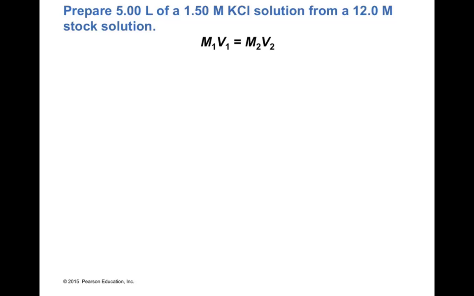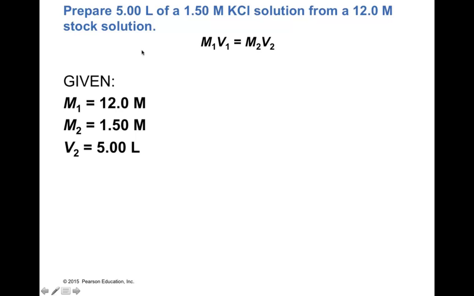Here we have the dilution equation. We have the initial concentration, or molarity, that is 12.0 molarity, the final concentration, that is 1.50 molarity, and the final volume, that is 5.00 liters. Once again, we prepare this, so at the end you're going to have this. That's why these are the number 2. And we're going to prepare this from this one, which we have at the beginning, so this is the initial concentration. So we need to find the initial volume.